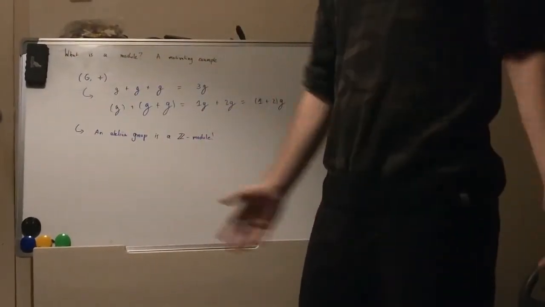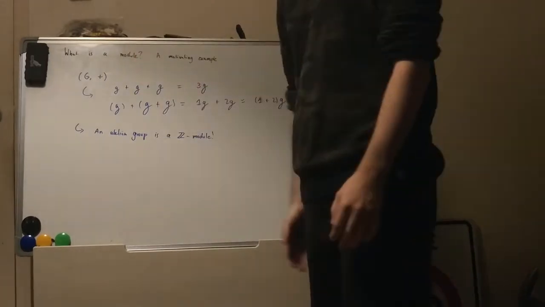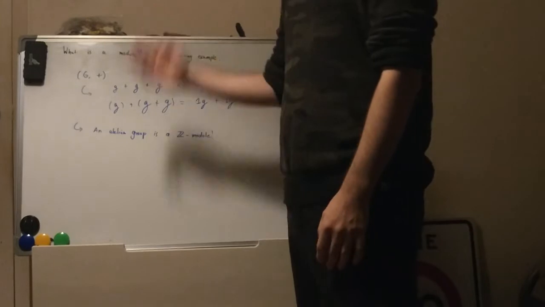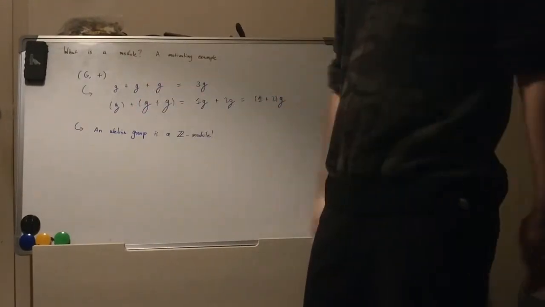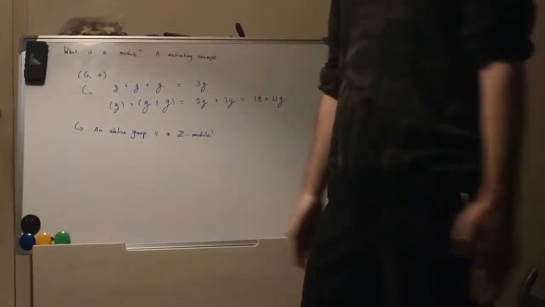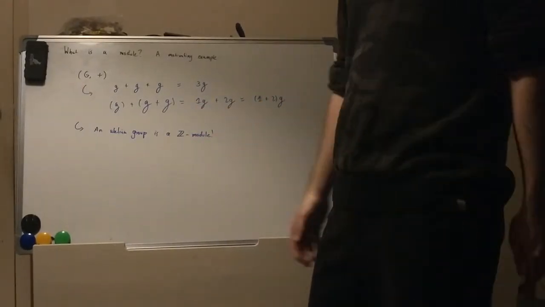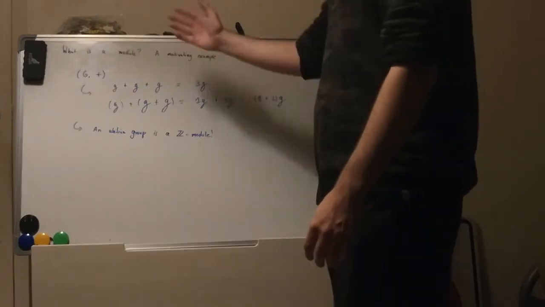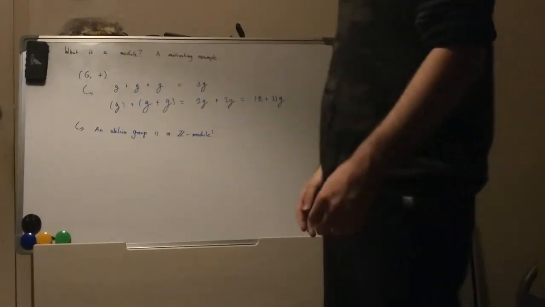Okay, so what is a module? If you look at the wiki page, it says something about being a generalization of a vector space. So instead of a field acting on it, you now have a ring acting on it. I want to give a slightly different view of it, maybe slightly wrong too, but it's good to have this in the back of your mind, or if you're still trying to learn what a module is, this might help you.